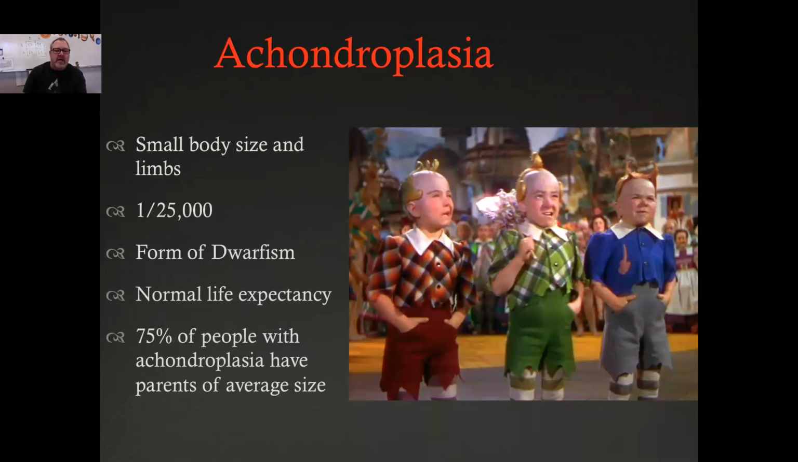The next one is what we call achondroplasia. It's a form of dwarfism. It results in smaller body size and limbs. It affects 1 in every 25,000. Those individuals have a normal life expectancy, and 75% of people that have achondroplasia have parents that are average size.